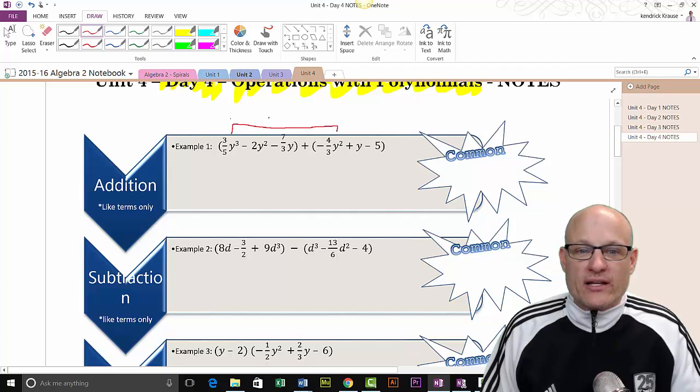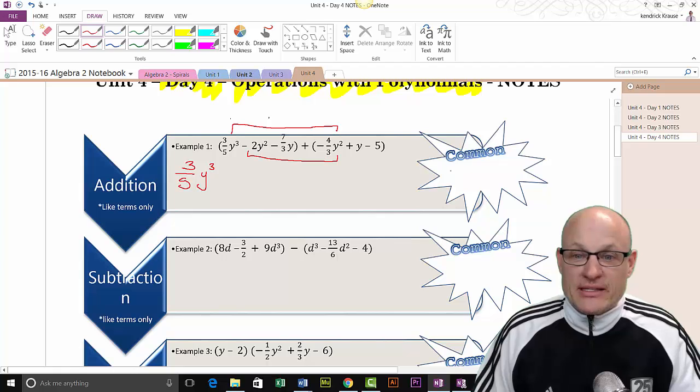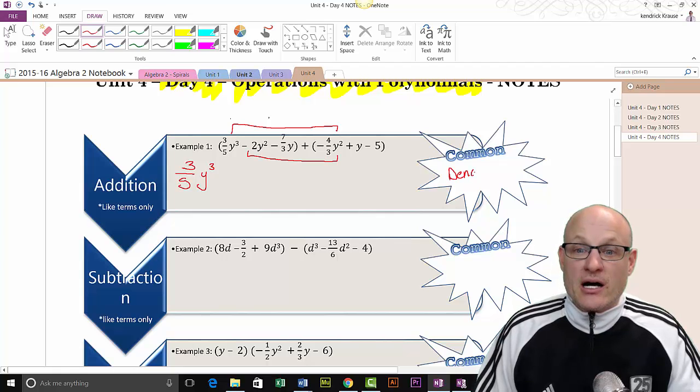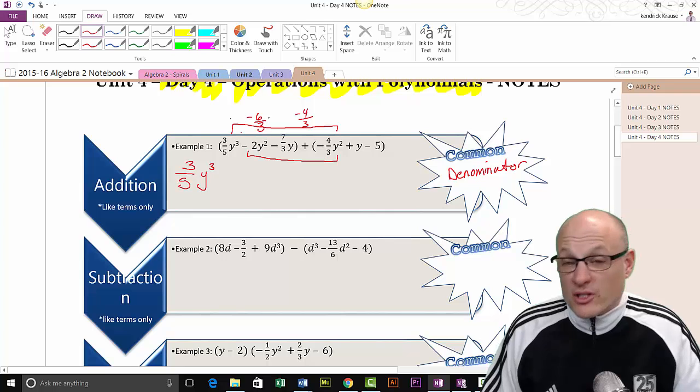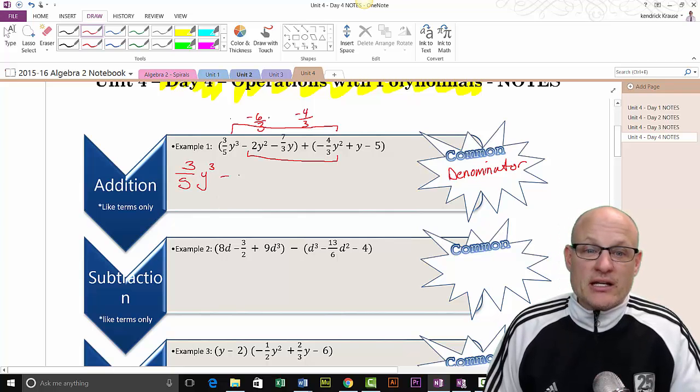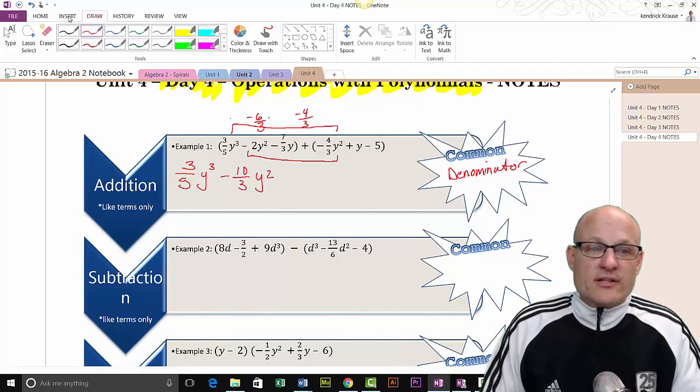So the y cubes can go, oh, that doesn't have a y cube. So there's nothing to put with that. So it's just 3/5 y cubed. Boy, that works nice. Let's see how long that lasts. I can put the squareds together. Now, in order to do it, you have to have a common denominator. Or you can just grab your calculator, lazy bum. But this is really -6/3, and this is -4/3. And if you put those together with a little addition, you get -10/3 y squared.